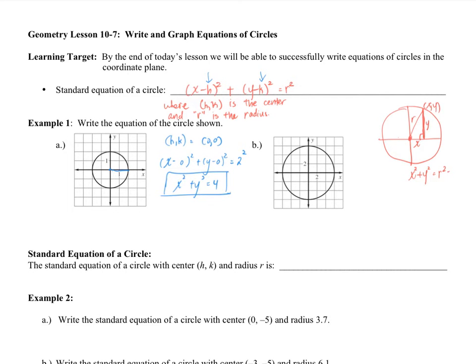Now for part B, the center is also at its origin. So I could do x² + y². I'm going to skip this step and look at the radius. 2, 4, 6. The radius is 6. I'm going to square that. That's going to be 36.